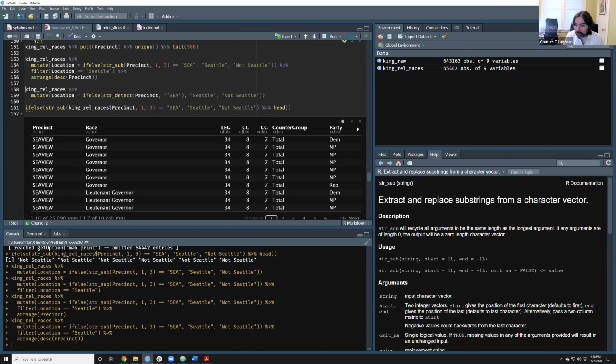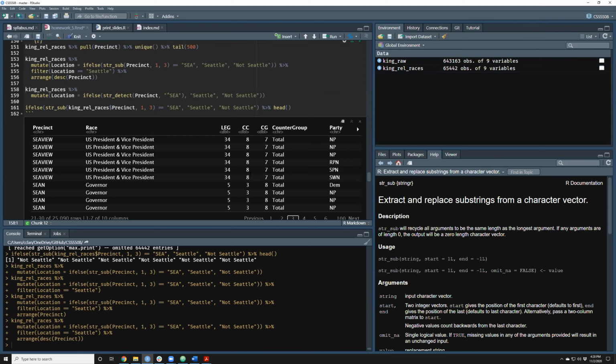Okay. So this reveals a flaw in our strategy. We've searched for Seattle precincts, but we've unfortunately found Seaview, Sean, Sylph, and then our Seattle precincts. So anytime you do something like this, make sure you're getting what you're expecting to get. How could we fix this so that we get all of our Seattle precincts, but not these other ones?